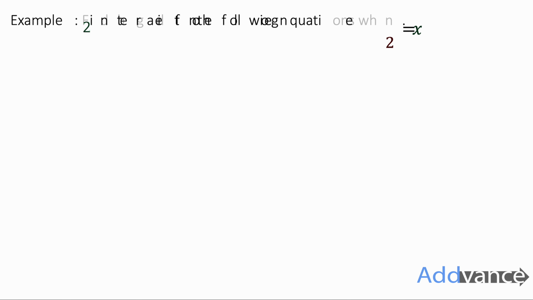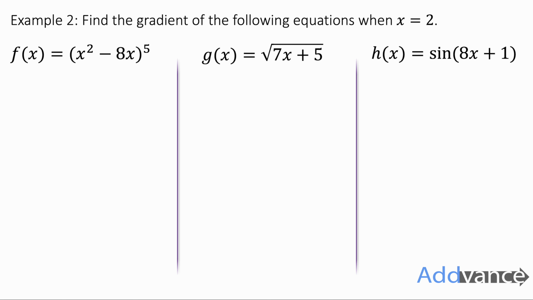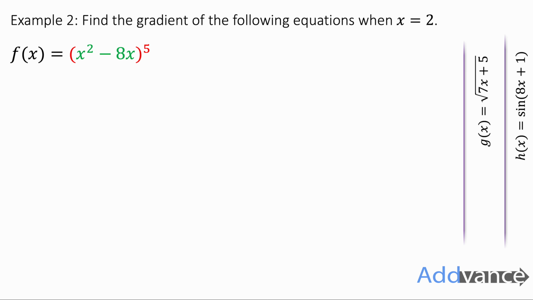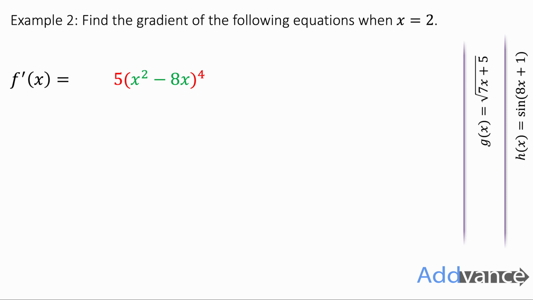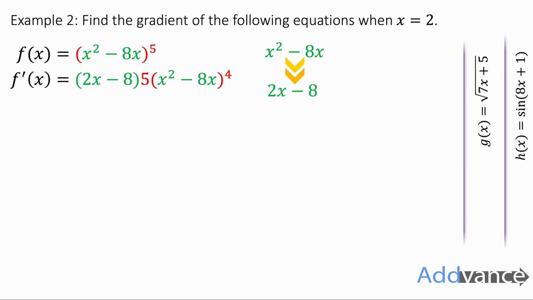Now let's see some more examples. So find the gradient of the following equations when x equals 2. f of x equals (x squared minus 8x) to the power 5. We'll start with that one. And I've highlighted it, color-coded it, so you can see the f and the g. We differentiate the f, and it becomes 5 times something to the power 4. Then differentiate inside the bracket, x squared minus 8x differentiates to 2x minus 8. And that gets multiplied on the outside.